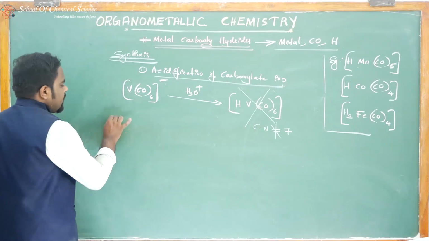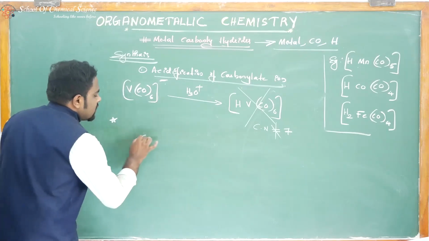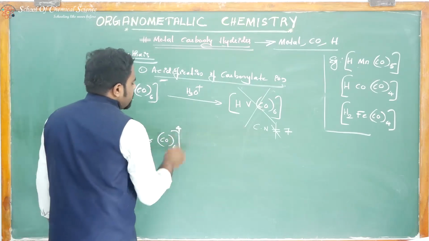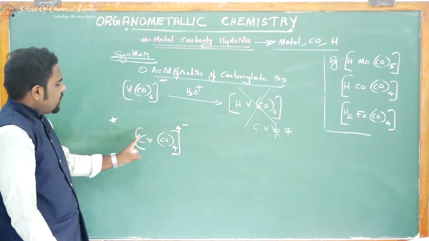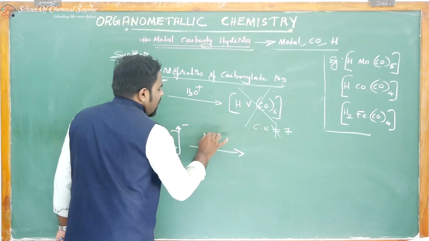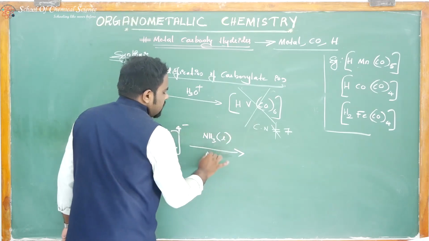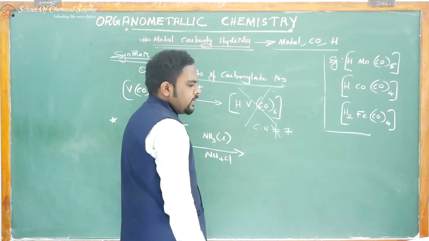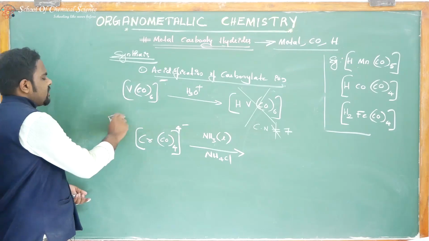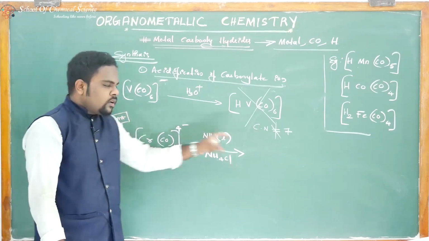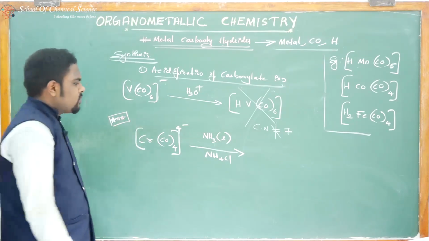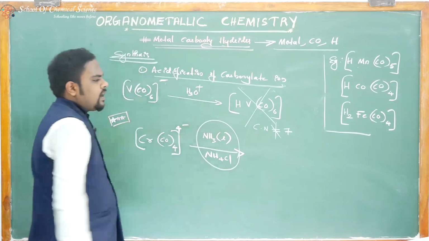Then another special reaction, CrCO5 4 negative. Is it an 18 electron species? 6 plus 8, 14 plus 4, 18. With liquid ammonia and ammonium chloride. Liquid ammonia and ammonium chloride, give a triple star mark, a previous year question. Here also a metal carbonyl hydride is formed. From a carbonylate ion, here not direct acidification; instead liquid ammonia and ammonium chloride is used.